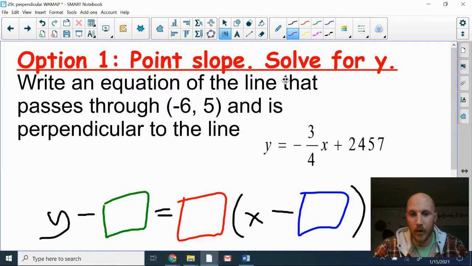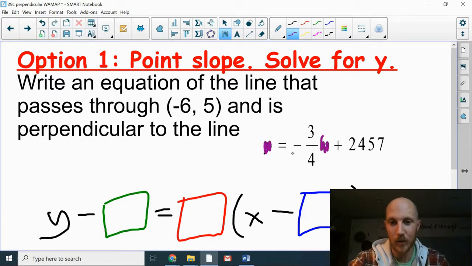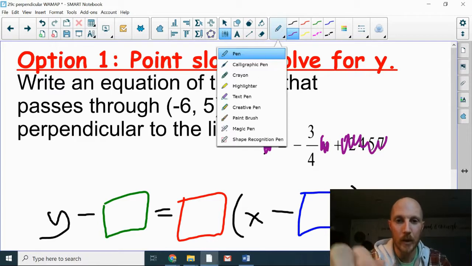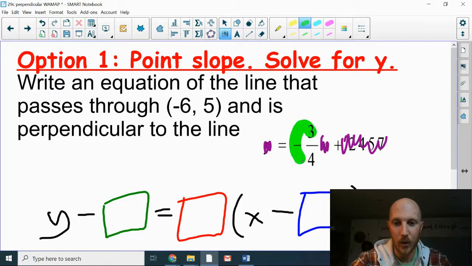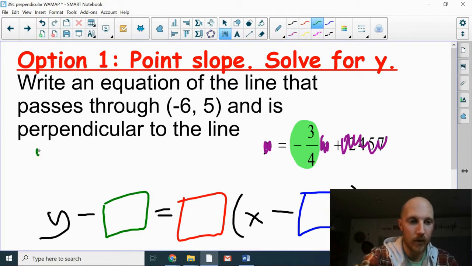Here's our problem. Write an equation of a line that passes through the point (-6, 5) and is perpendicular to the line y equals negative 3/4 x plus 2,457. That was the same equation from the do now. So if you remember from that song last week, we don't care about the y-intercept. We're going to toss the old x, toss the old y, toss that old b. None of that stuff is important for us. The only thing we need out of this equation is the slope. And we saw this already in the do now, but negative 3/4, that's our original slope.